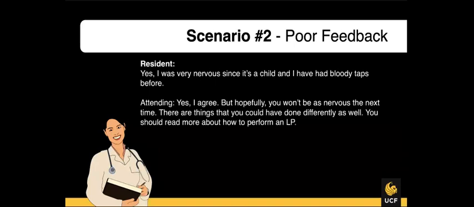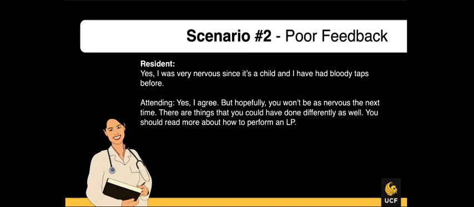So the resident says, yes, I was very nervous since it's a child, and I always have a bloody tap. And so I was already nervous about that. And the attending agrees, yes, I agree, but hopefully you won't be as nervous the next time. There are things that you could have done differently as well. So you could read a little bit more about how to perform LPs, specifically in children.